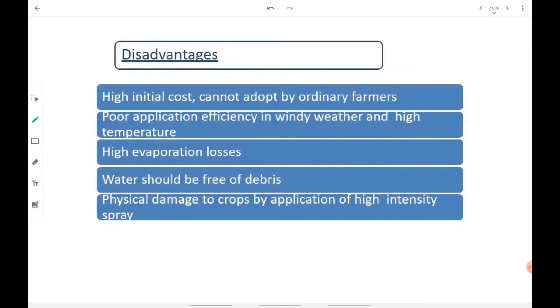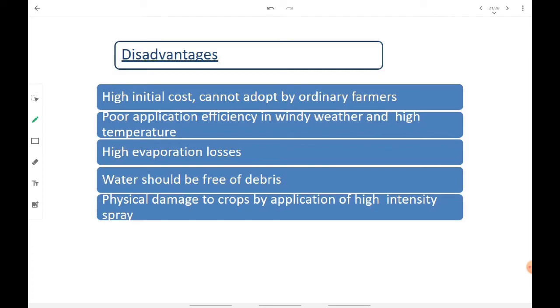Now let's see the dark side. Yes, high initial cost. The pump, the tank, the total setup, the total pipes, the total lining up, the total channelization of the whole system is laborious, is cumbersome, and it puts strain on the budget of the farmer. It is not affordable for an ordinary farmer.